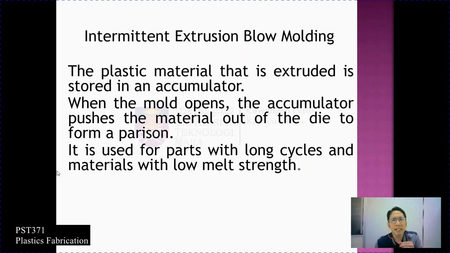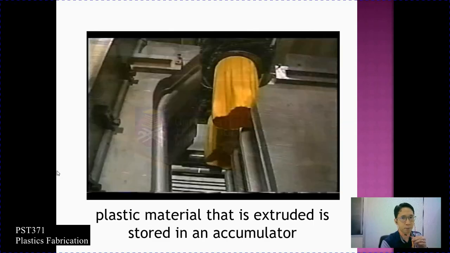And then we have intermittent extrusion blow molding. The plastic material that is extruded is stored in an accumulator. When the mold opens, the accumulator pushes the material out of the die to form a parison. It is used for parts with a long cycle and materials with low melt strength. The plastic material that is extruded is stored in the accumulator to retain its semi-solid shape.